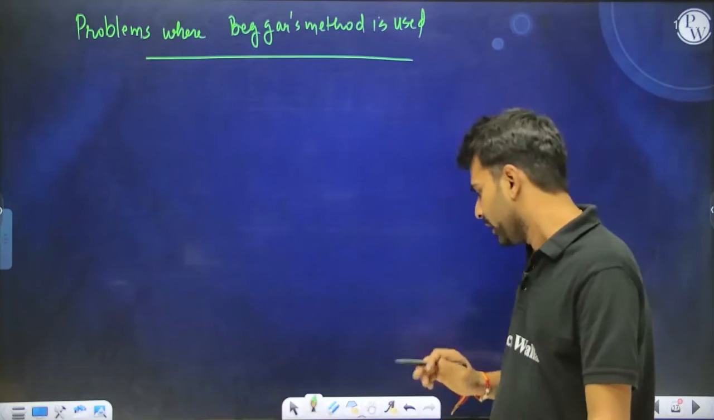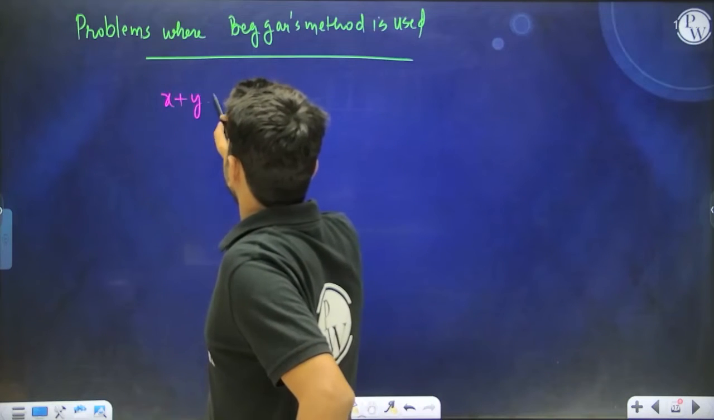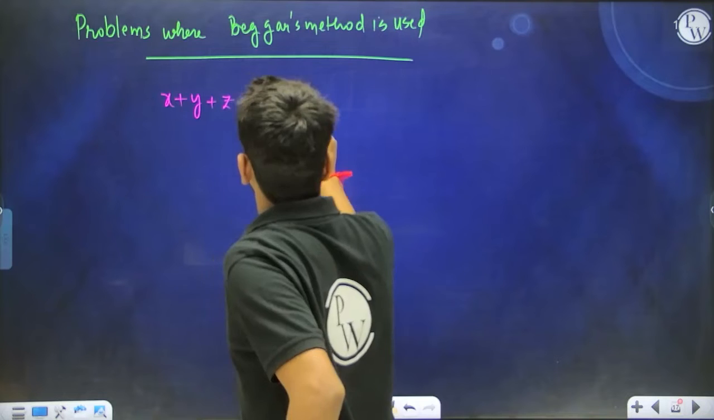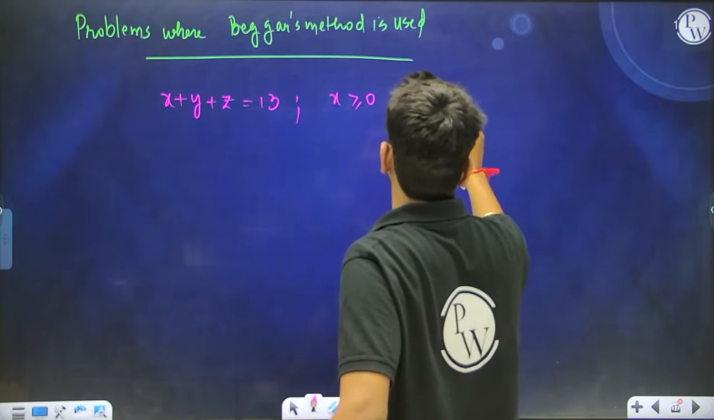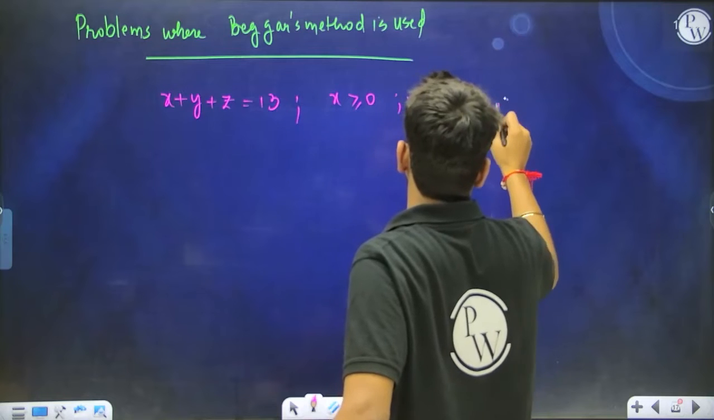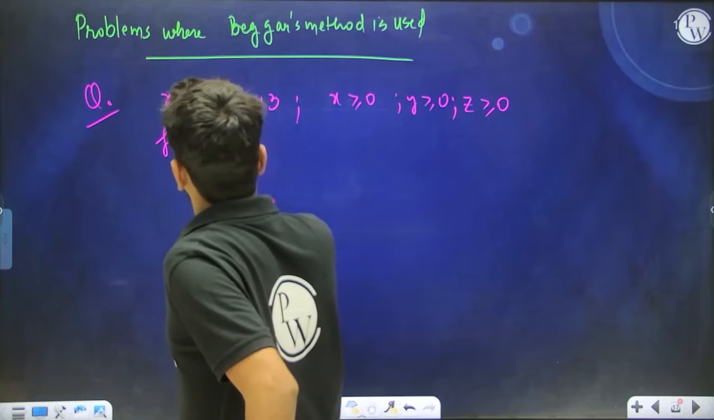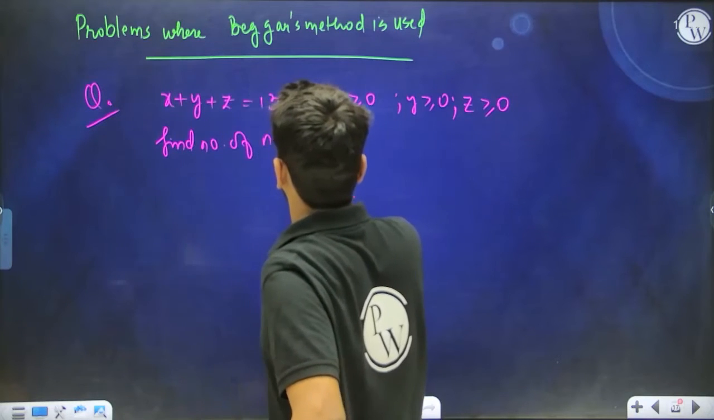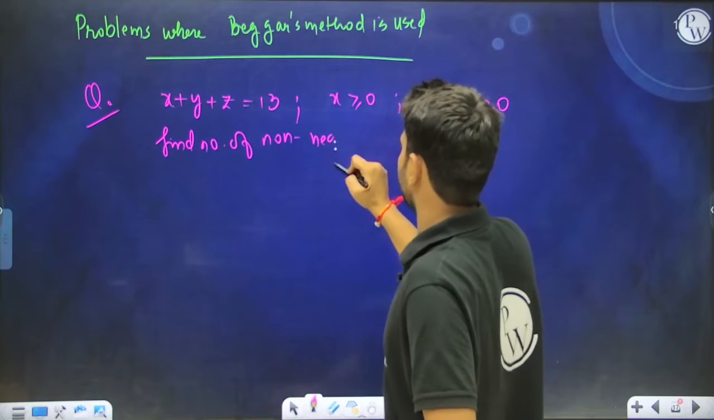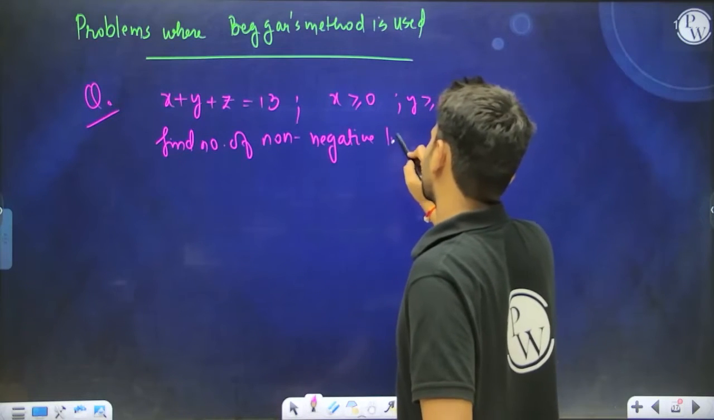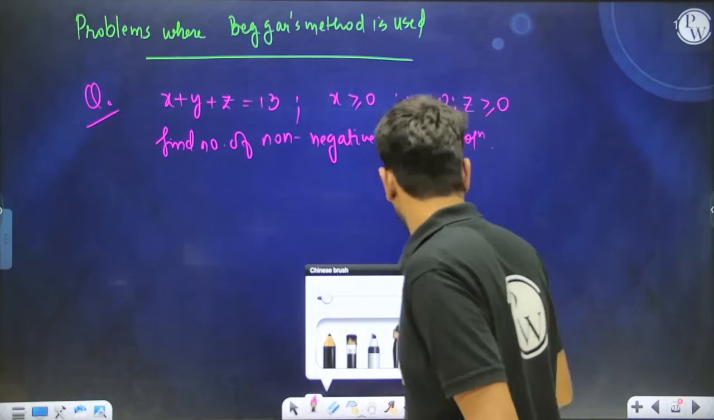Okay, let's see this. x plus y plus z is equal to 13, and x is greater than or equal to 0, y is greater than or equal to 0, and z is greater than or equal to 0. This is given to you, and the question is asking you to find the number of non-negative integral solutions.